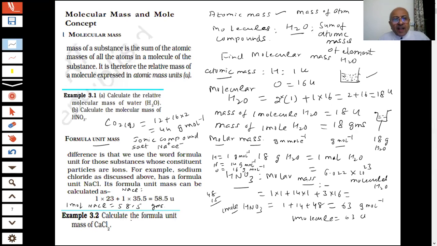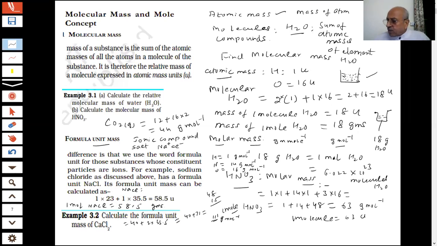If I say calculate the formula unit mass of CaCl2, then we know calcium is 40 and chlorine is 35.5, so 2 into 35.5. So this will be the formula unit mass of CaCl2, which we can calculate as 40 plus 71. What will it be? 111 gram per mole. Student, this is 111 gram per mole for CaCl2.